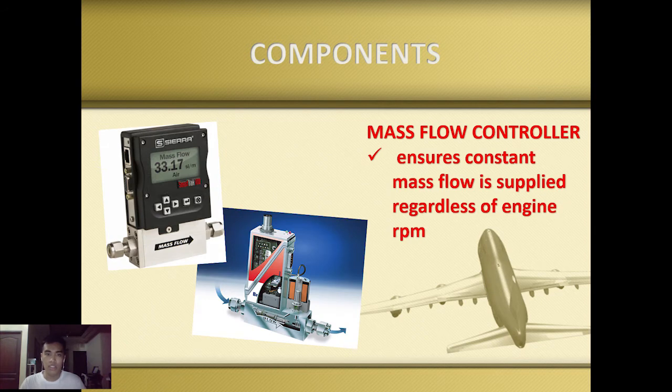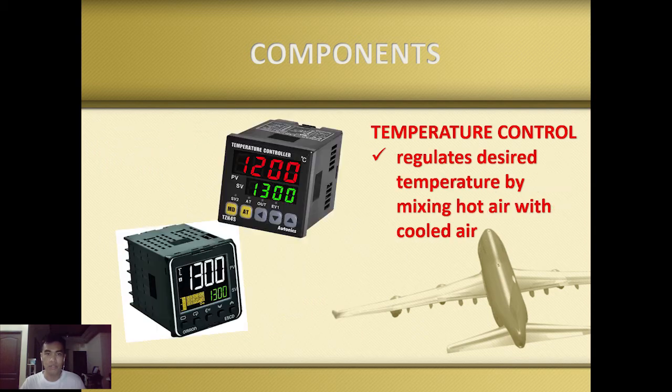Another component is the mass flow controller. This ensures that a constant mass flow is supplied regardless of the engine RPM by spilling excess air into the atmosphere. Next, we have the temperature control. This regulates the desired temperature by mixing hot air with cooled air. It is achieved either by manually positioned valves or automatic controls which compare the pilot selected temperature with the temperature of the mixed air inlet into the cabin.